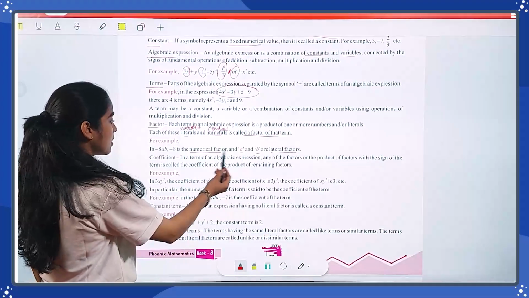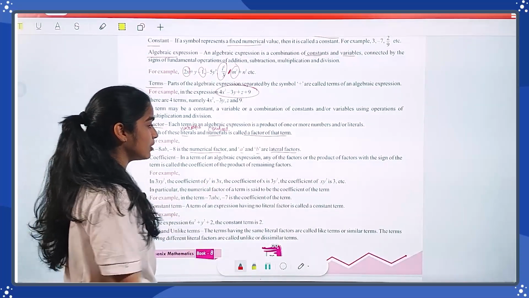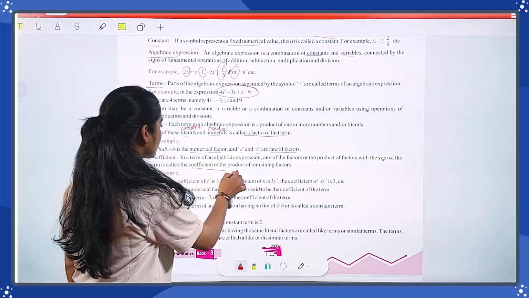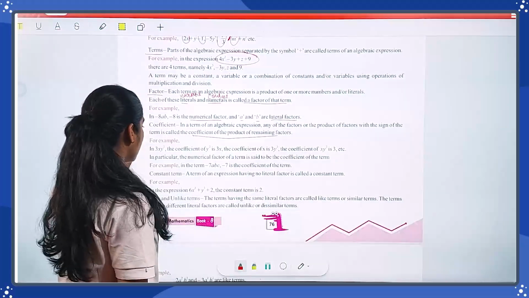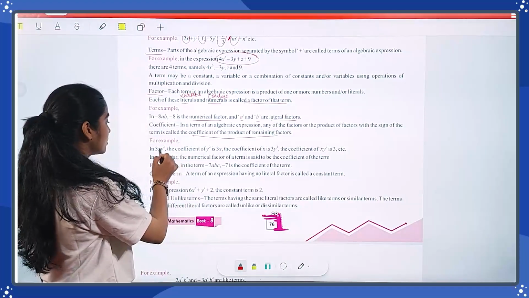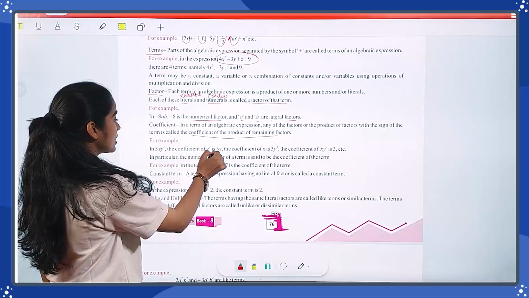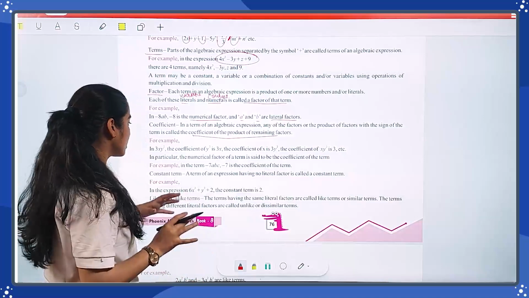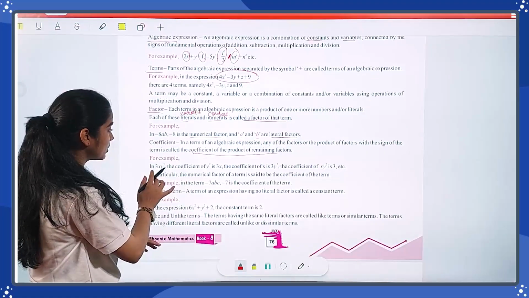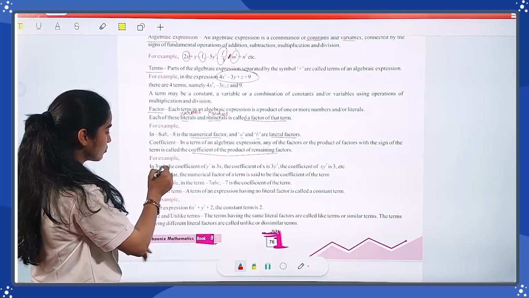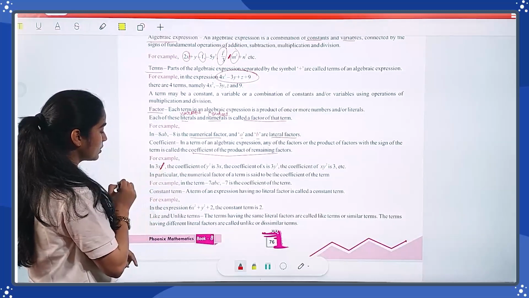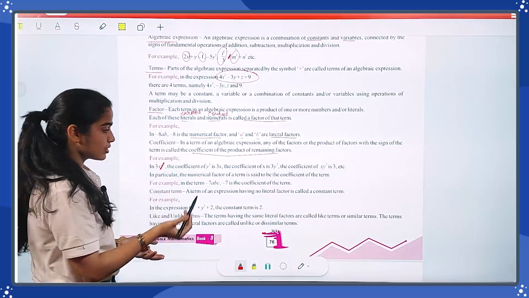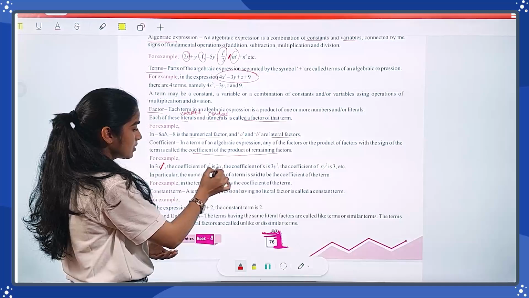Now coefficient. In a term of an algebraic expression, any of the factors of the product, with the sign of the term, is called the coefficient of the product of the remaining factors. For example, in 3xy square, the coefficient of y square is 3x. I give you advice here. When you have to find the coefficient, for example, they told us to find the coefficient of y square, you just have to remove y square, and the left terms you have are your coefficient. So the coefficient is 3x.